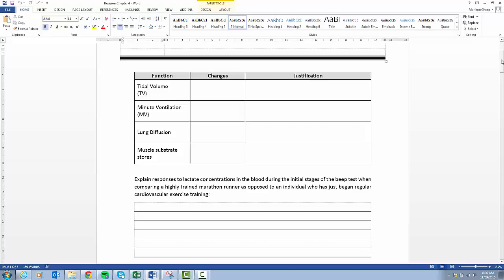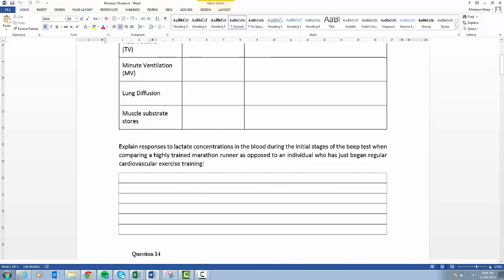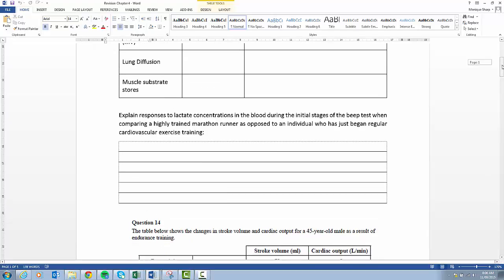It would be a good idea to have a table of all those responses, and I know you probably have that in your chapter summary. At the base level, that's what you'll need to be able to do. Let's start going a little bit more challenging now. One of the things you need to do is explain the difference between a trained and untrained athlete in terms of response. This question here, I've just made up.